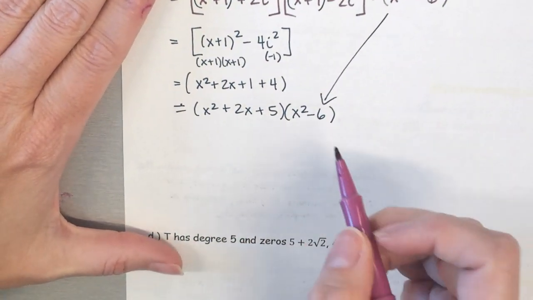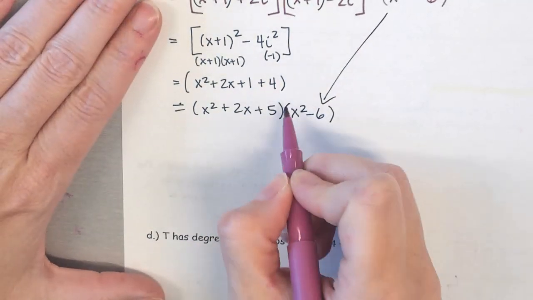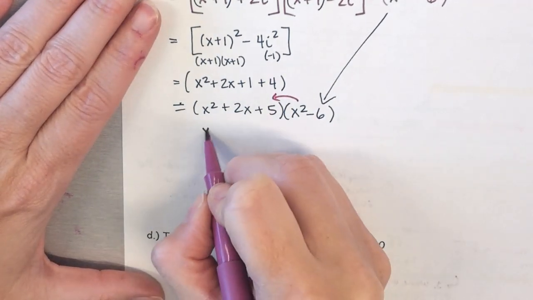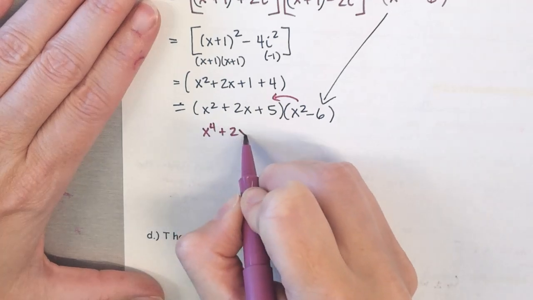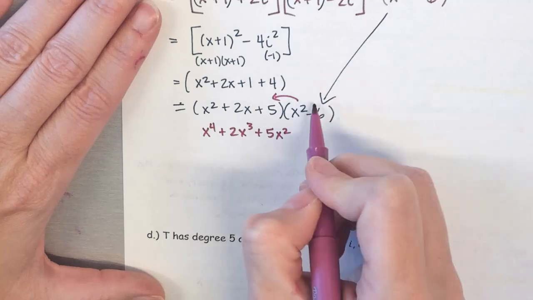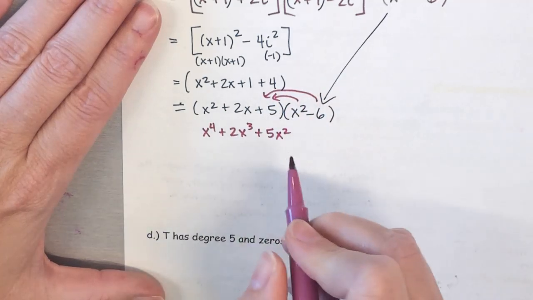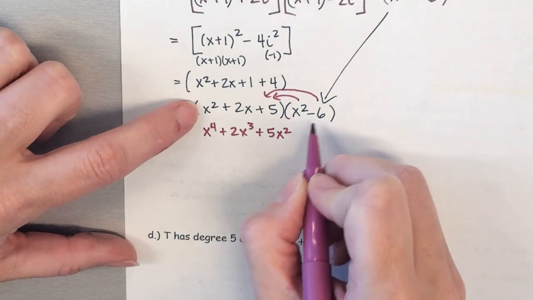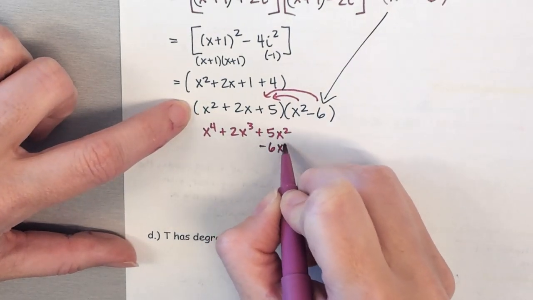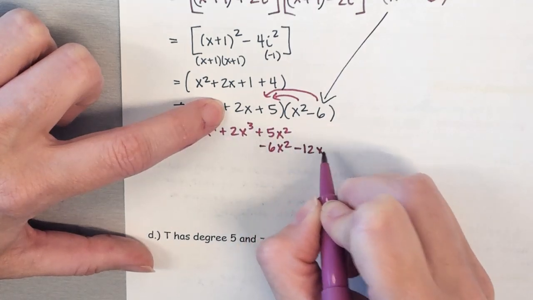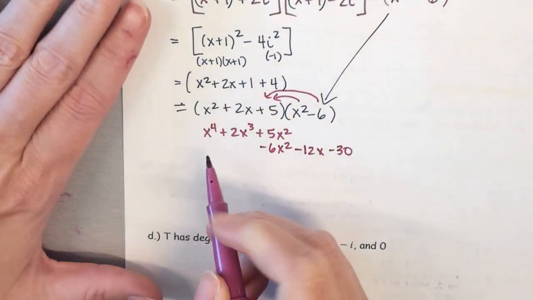And then when you're distributing, if you have a binomial here, I would distribute x squared to everything first. So x to the 4th, 2x cubed plus 5x squared. Then I would distribute -6 to everything. And then again, just make sure that you line them up. So negative 6x squared should go here. Negative 6 times 2 is negative 12. Negative 30.